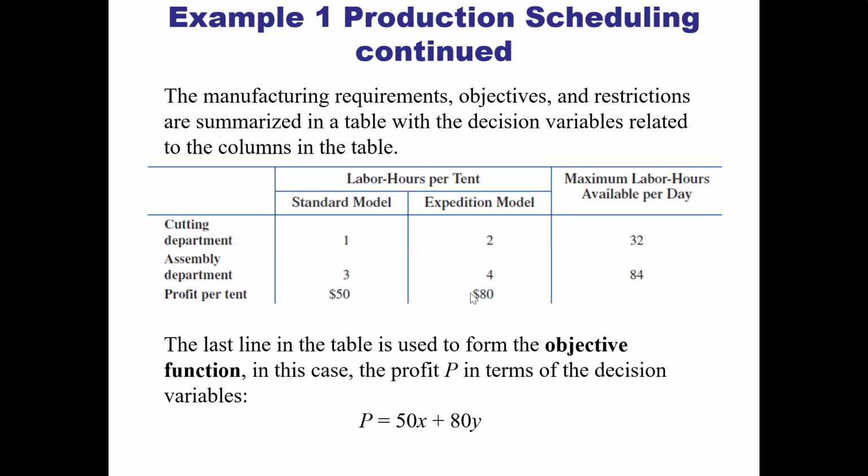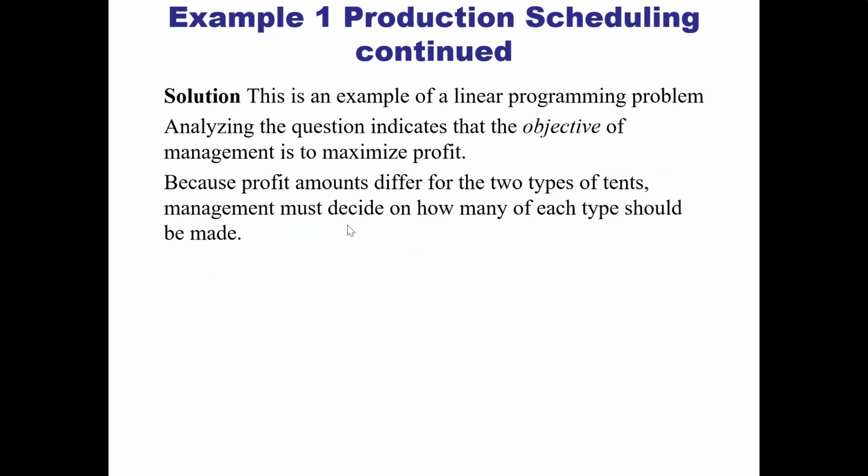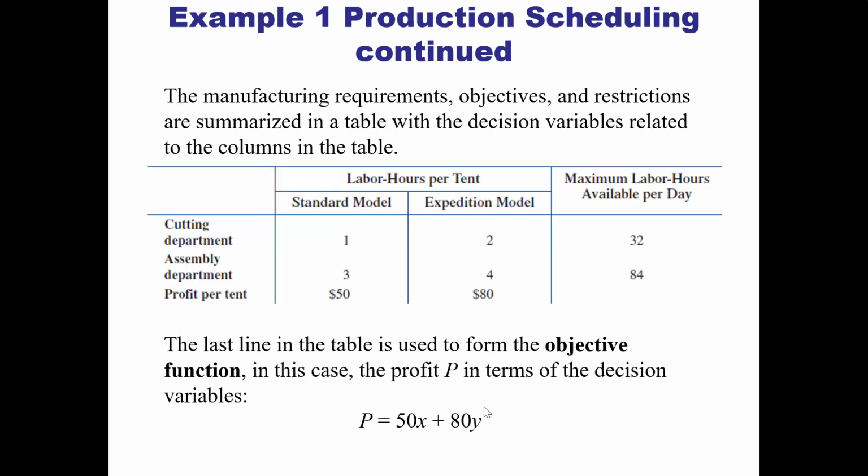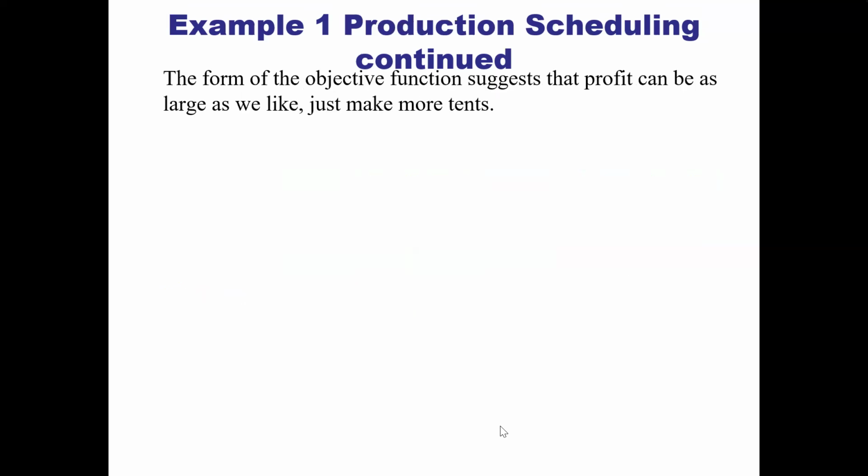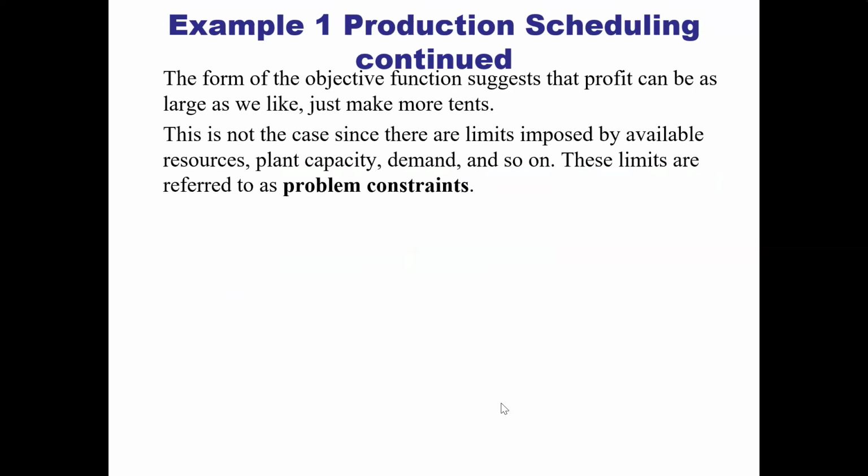So now what we need to do is create the problem per se. The first thing is to make the objective function. In this case, we're making a profit in terms of the decision variables: 50 times x, because we let x be the number of standard tents, plus 80 times y. So the amount we make per x tent and the amount per y tent. Now, the form of the objective function suggests the profit can be as large as we like. We just have to make more tents. Now, this is not the case since there are limits imposed by available resources, plant capacity, demand, and so on.